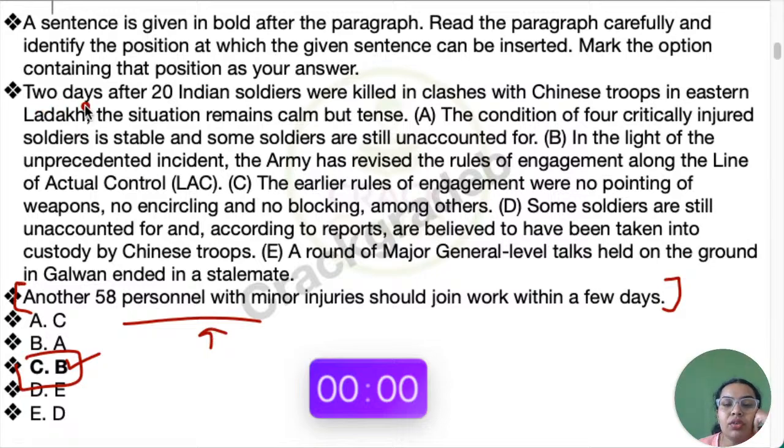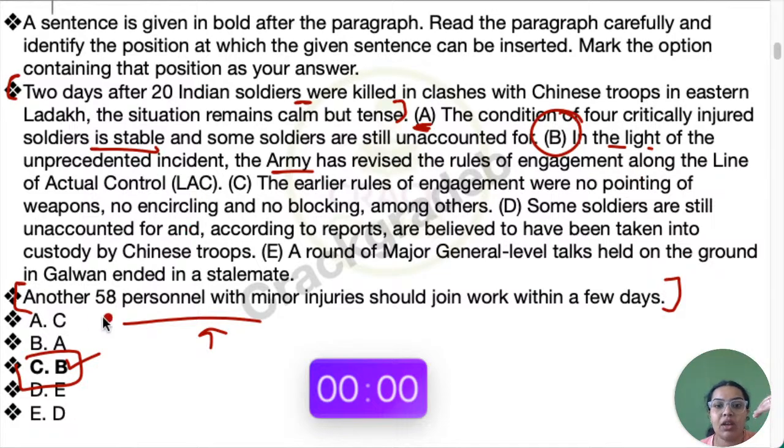Now let's read. Two days after 20 soldiers were killed in clashes in eastern Ladakh, the situation remains calm but tense. So this is the context at least we get, that there is tension all around. Then there is something: the condition of injured soldiers is stable. So it looks like an easy flow from this sentence to this, because so many soldiers were killed, and the condition is there. Then there are some who were critically injured, but now it's stable. Then something else: in the light of the unprecedented incident, the army has revised the rules of engagement.